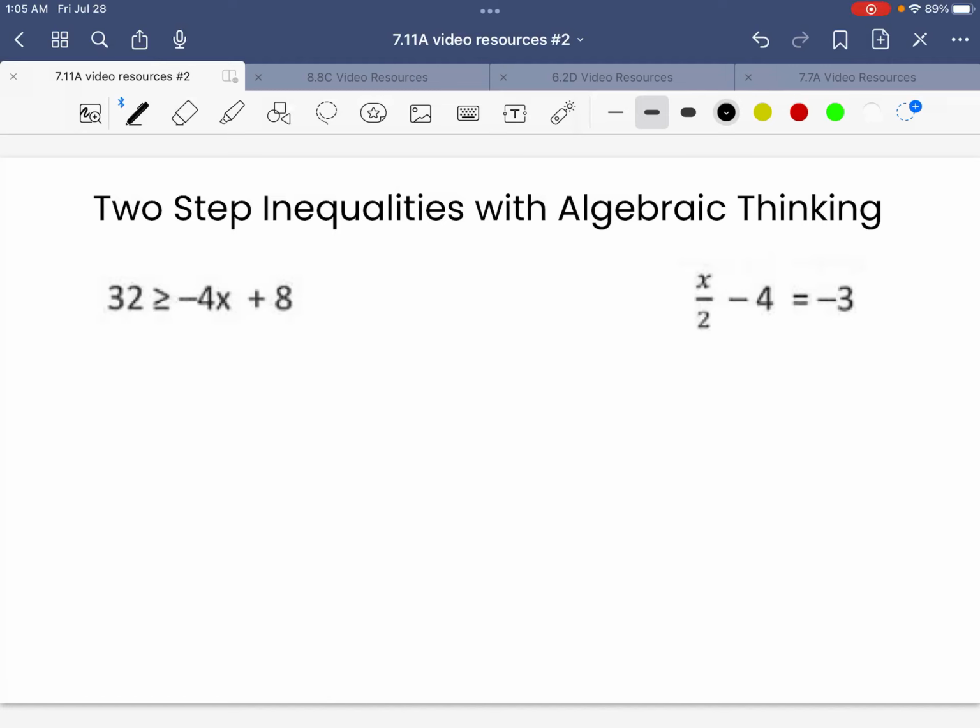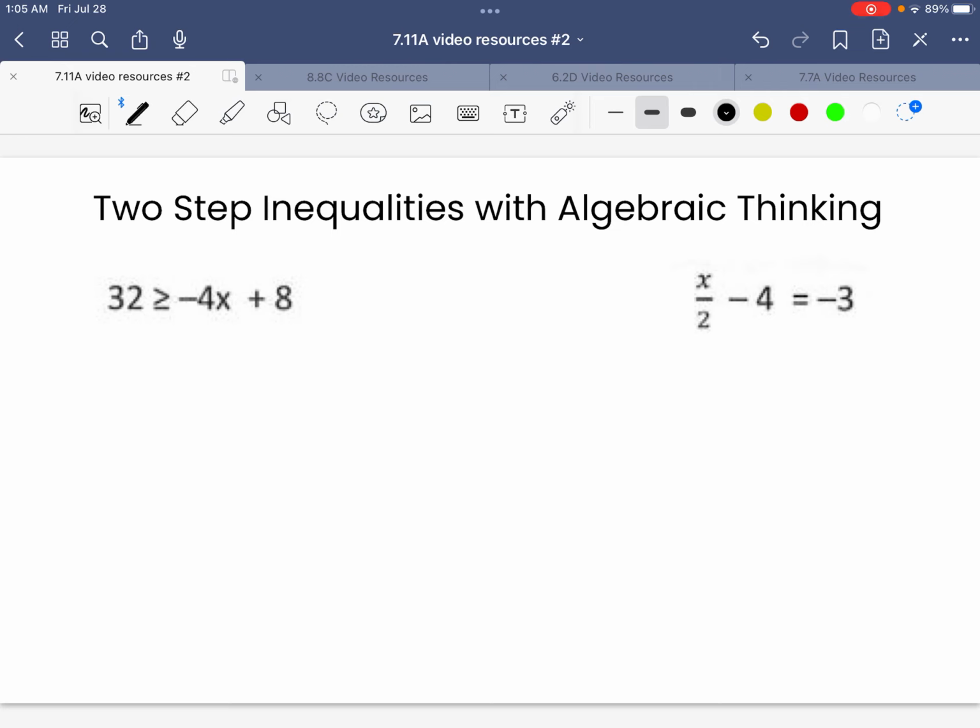Hey guys, today we're going to be looking at solving two-step inequalities with algebraic thinking. So our first inequality is 32 is greater than or equal to negative 4 times x plus 8.